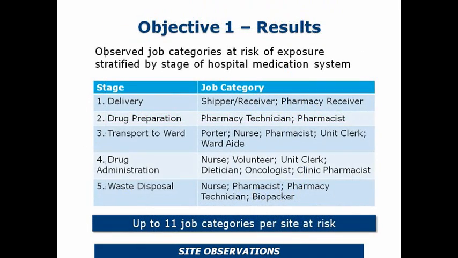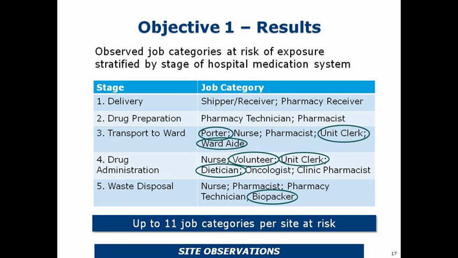Then in terms of the job categories, this table lists the stages of the medication system on the left-hand side, and then the right-hand column lists all the different job categories associated with that particular stage that may come in contact with the drugs, again, either directly or indirectly. So rather than go through the whole list, what I want to point out are the ones that are circled here: the porter, the unit clerk, the ward aide, the volunteer, the dietitian, and bowel packer. A bowel packer is a job category that's pretty unique probably to the one facility that had it.